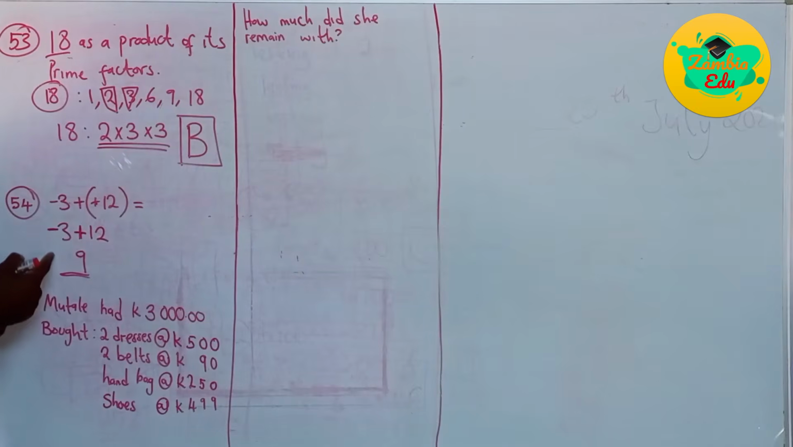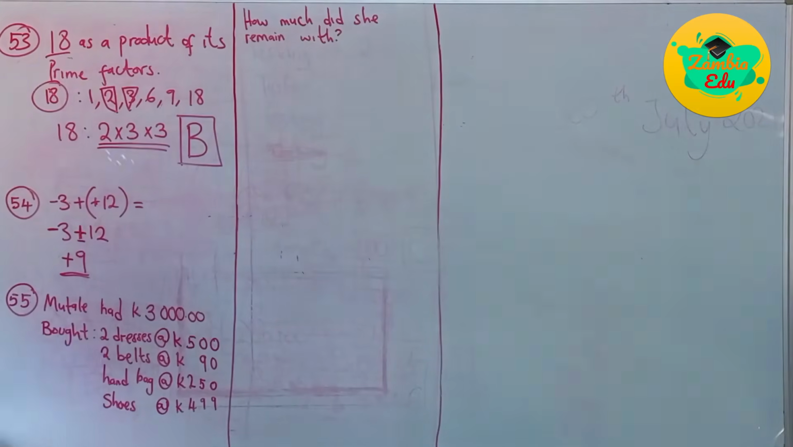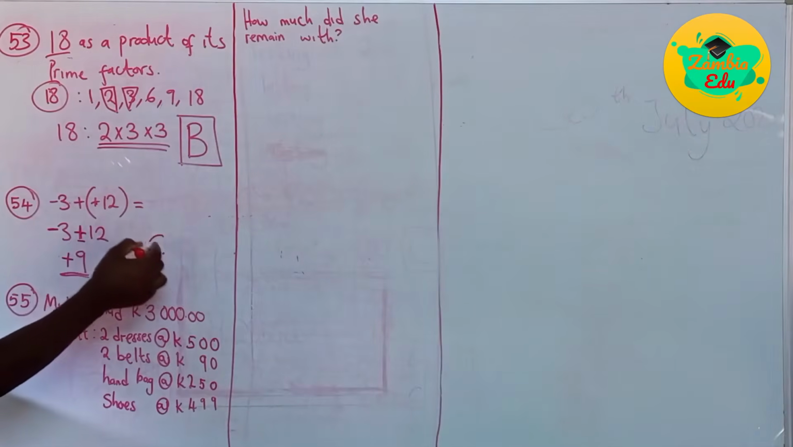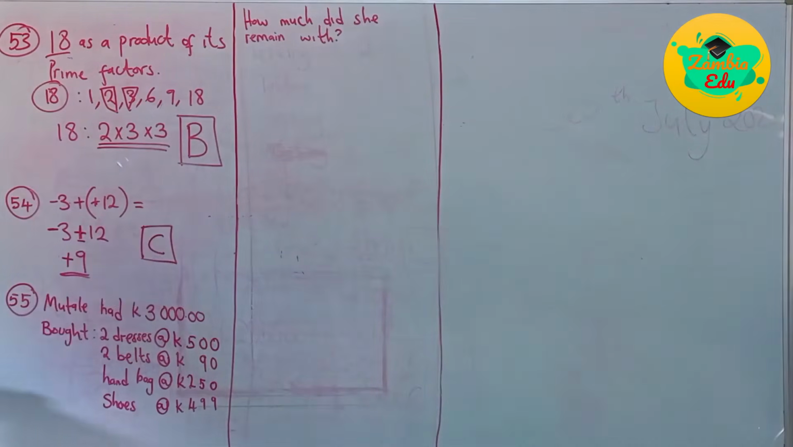So if we say negative and positive, subtract the two to give you 9. Then to get your sign, you take the sign of the bigger number. In this case, the sign of the bigger number is positive. So you have your positive in that particular way. The answer on 54 was represented as option C. We go to question 55.